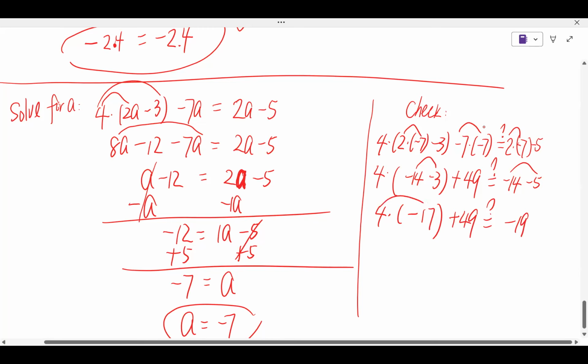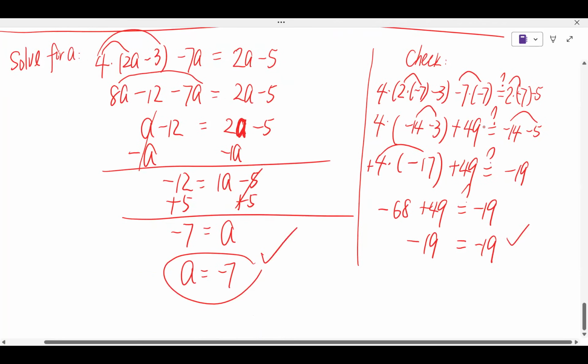Now 4 times -17, plus minus is minus. 4 times 17 is 68, added 49. As you can see, 49 minus 68, that's minus 19. So the left-hand side equals the right-hand side, this is good, and the answer is good. Any question about this?